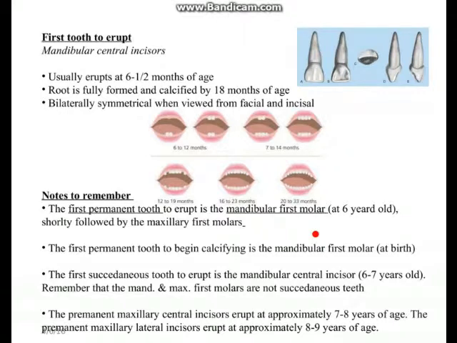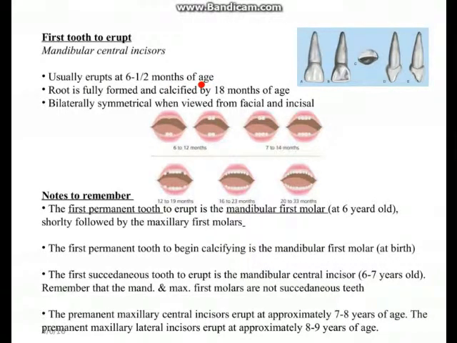We all know in any primary dentition, the first tooth to erupt is the mandibular central incisor. I put in this little image over here. If anybody has experienced living with a baby brother, a niece, or a nephew, you would always see that the lower central incisors are the first teeth to erupt, followed by the upper central incisors, and so on and so forth. This tooth usually erupts at 6 to 6.5 months of age.